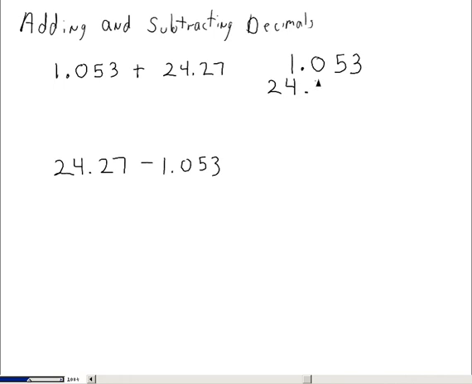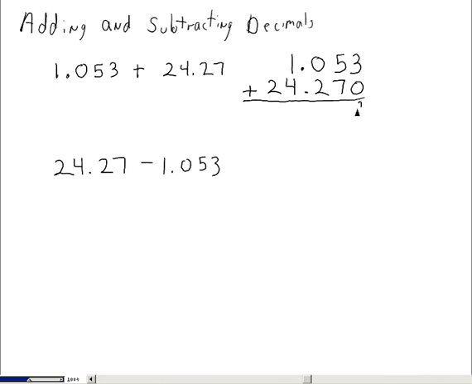24.27. So again, when you add or subtract decimals, do them vertically like this and line up the decimal point. You can see that the decimal point is right underneath each other right here. And we're adding these. Let me put a little plus sign here. Now, you can put as many zeros as you want to the right of that decimal point, because 27 hundredths is the same as 270 thousandths. So we just add straight down now.